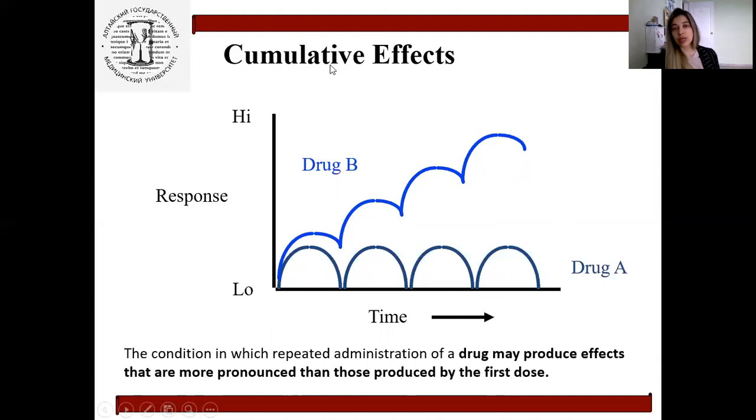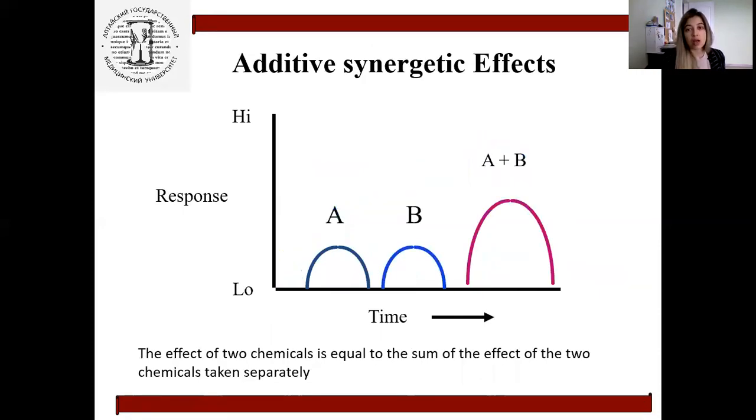Because of accumulation of the drug, cumulative effect, accumulation of the drug in the body, for example, in those depot sites, deposition of the drug, or binding to some proteins of your body. So this will give you this increased effect. What else? Also, we have additive synergic effects.